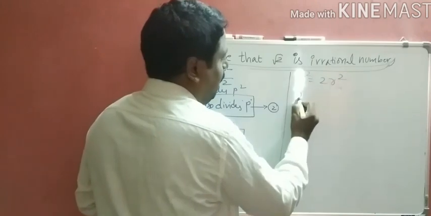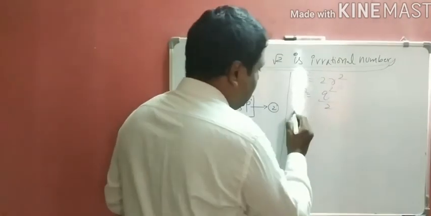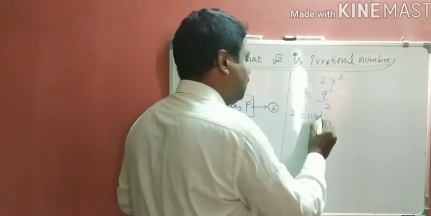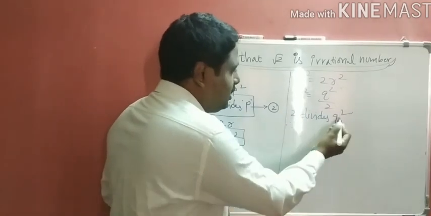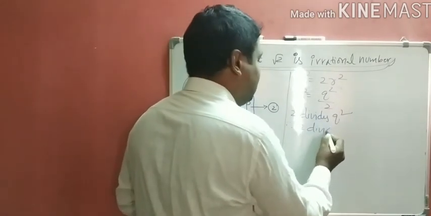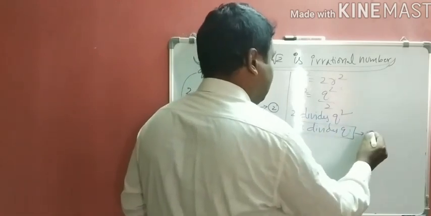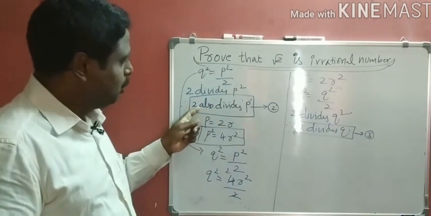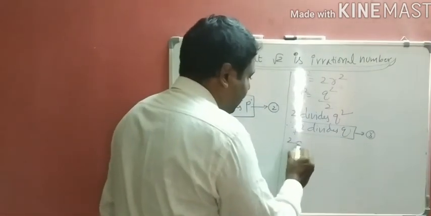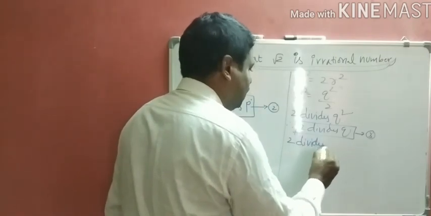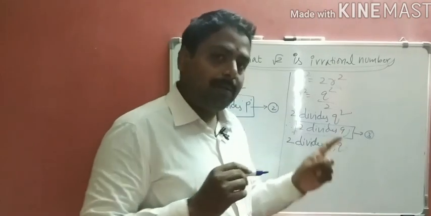Again R square is equal to Q square by 2. So 2 divides Q square. Therefore 2 divides Q square means 2 also divides Q. Let us take this as equation number 3. From 2 and 3, observe 2 divides P, 2 divides Q. So 2 divides P comma Q. Actually, what we took, P comma Q are co-primes.